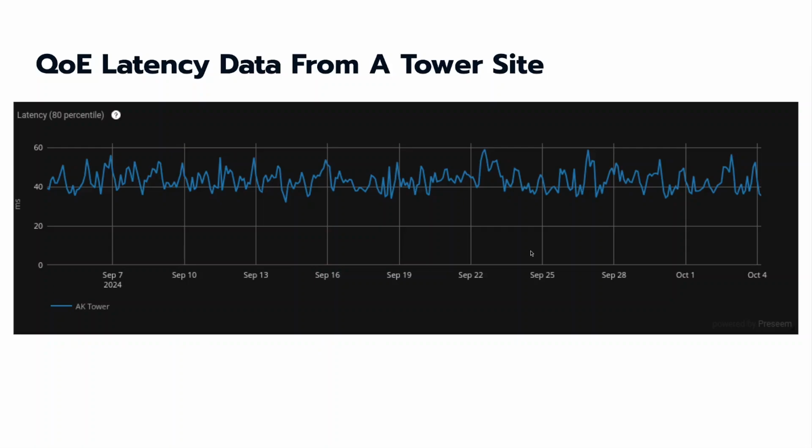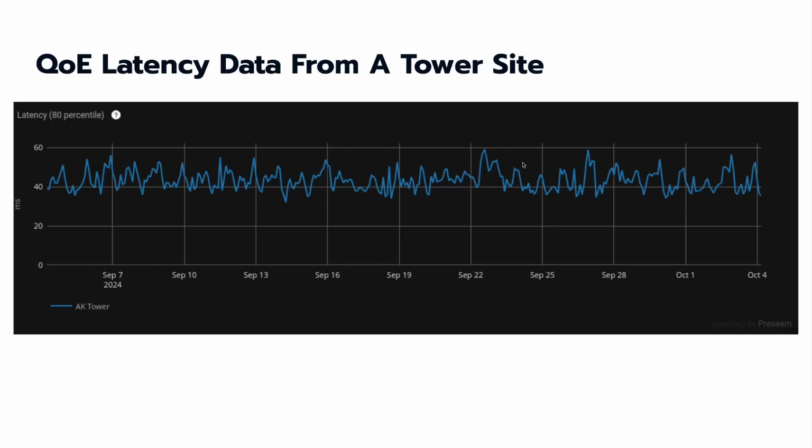This is a graph from a QoE system at a tower site in a network. So that system measures latency between a QoE appliance and the end user devices for all subscribers served by that tower. So do we see any useful insights from this data? I would say not really. It's kind of flat with some variation around 40 milliseconds. That doesn't really tell me much.